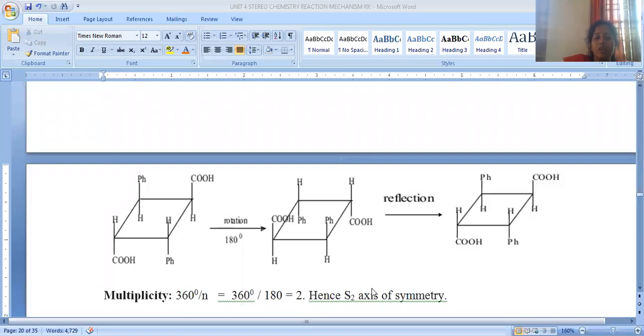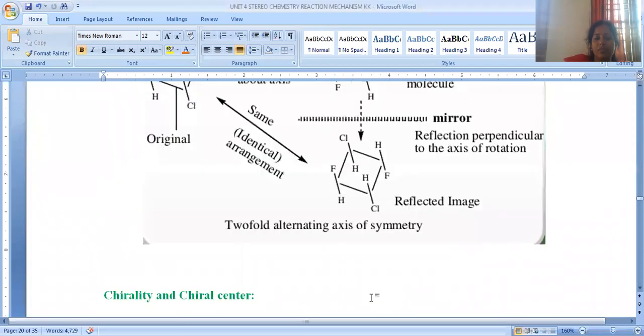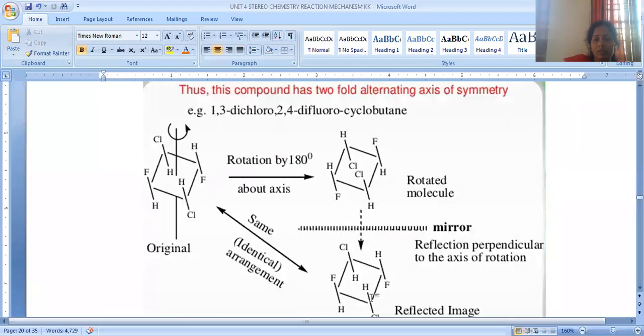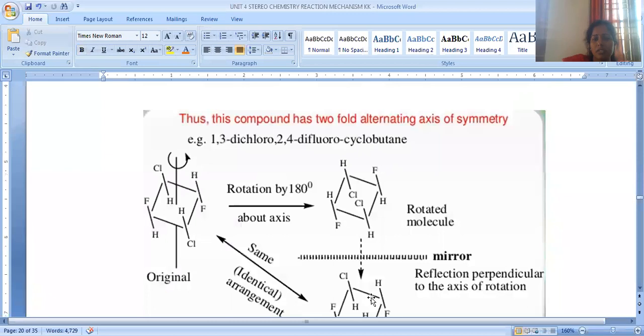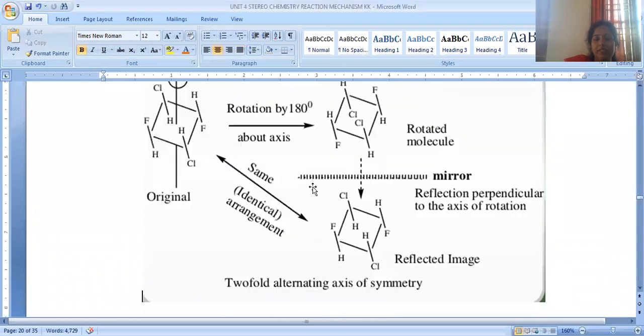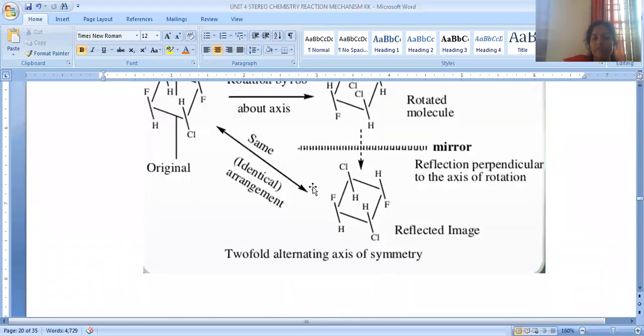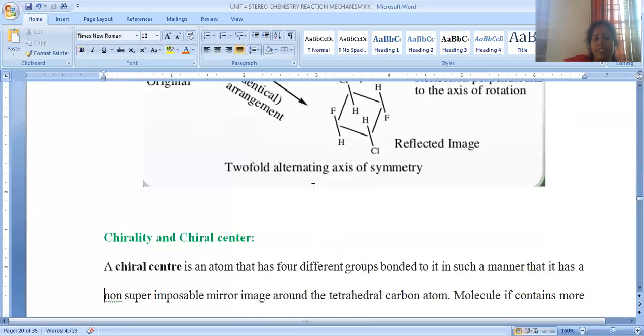Okay, now we are going to discuss another example for that alternate axis of symmetry. The simple example we discussed already. So this is the second example which is given here, alternate axis of symmetry: rotation followed by mirror image. That's the reason why a twofold alternate axis of symmetry is there.